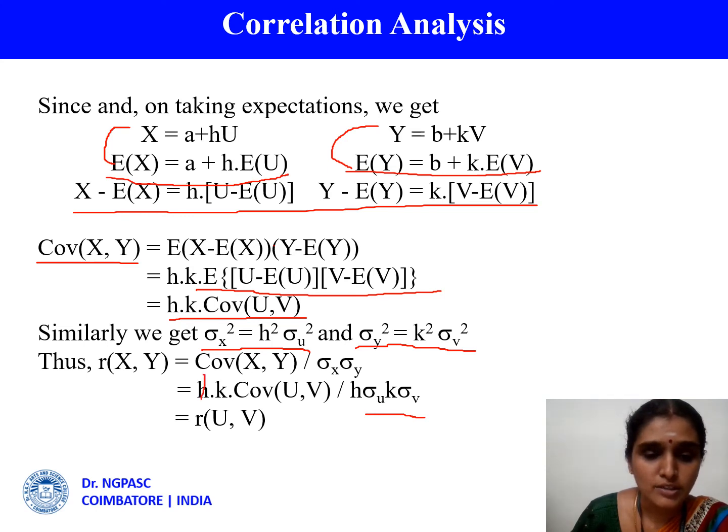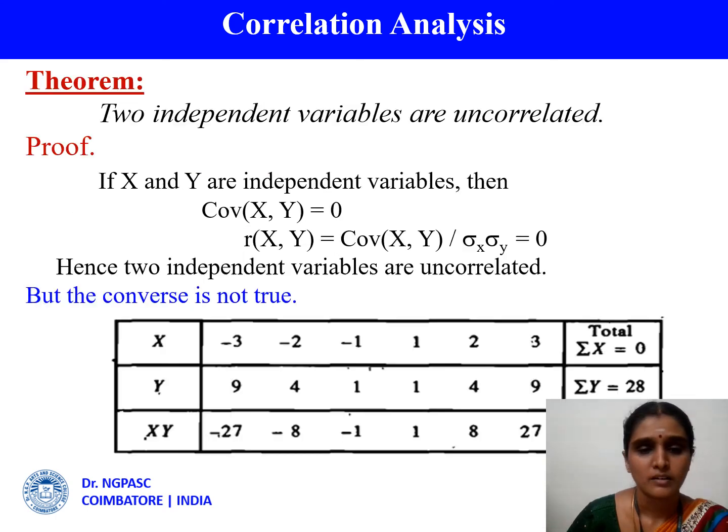So this h into k and this h into k will get cancelled. So we are obtaining the result r of x comma y is equal to r of u comma v. That is, the change of scale and the origin doesn't affect the correlation coefficient value between x and y and u and v.